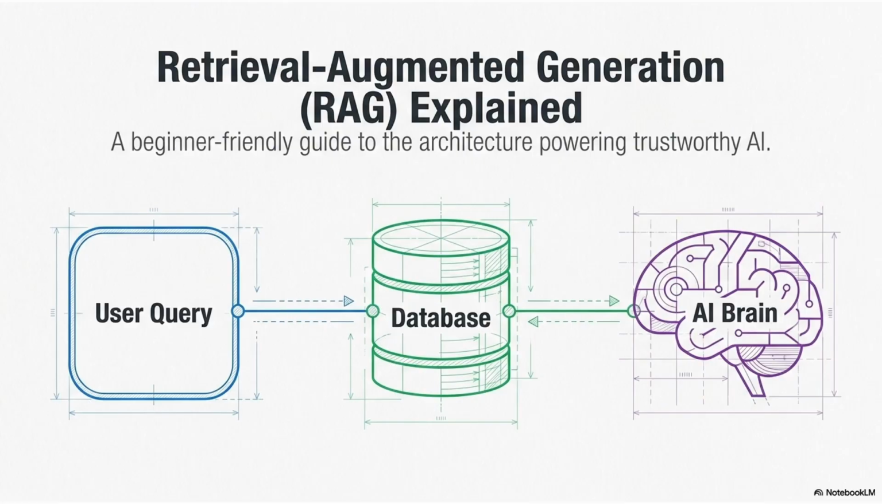Let's break it down. RAG stands for Retrieval-Augmented Generation. Don't worry about the fancy name yet, just look at the picture. A user asks a question, it goes to a database, finds the answer and related facts about the question, and sends it to the AI brain to compose the final answer. Now let's understand why this is even necessary in the first place.